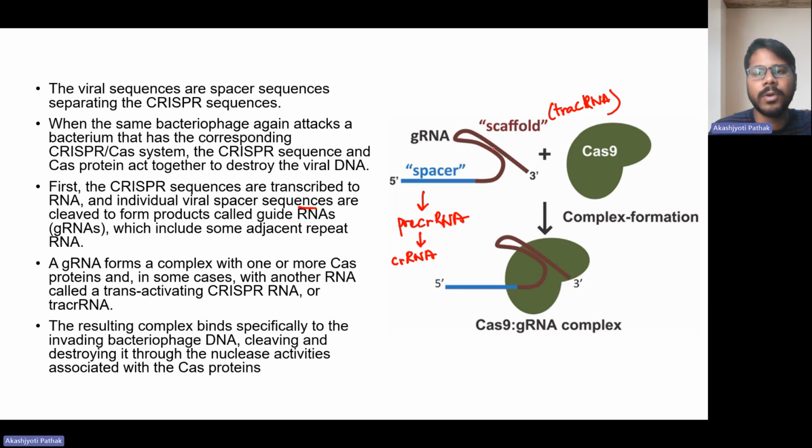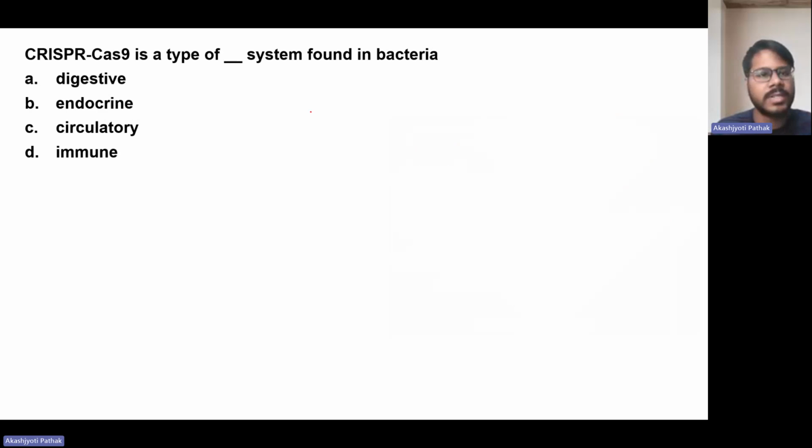So this acts as a scaffold, and this transcribed crRNA is recognized by the Cas9 protein. Together, this Cas9 protein and this RNA form a ribonucleoprotein complex, which goes and binds to the target site of the DNA which has to be edited. The resulting complex binds specifically to invading bacteriophage DNA, cleaving and destroying it through nuclease activities associated with Cas proteins. Okay. So we will understand how this happens.